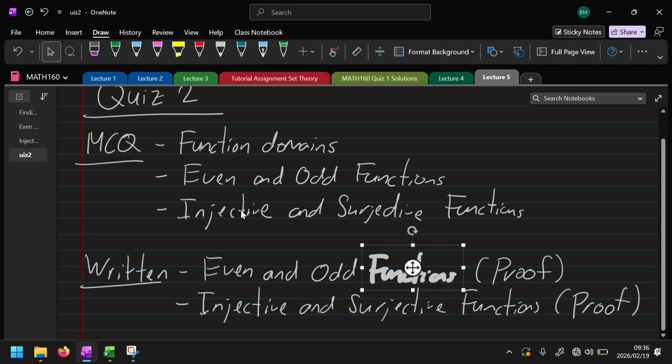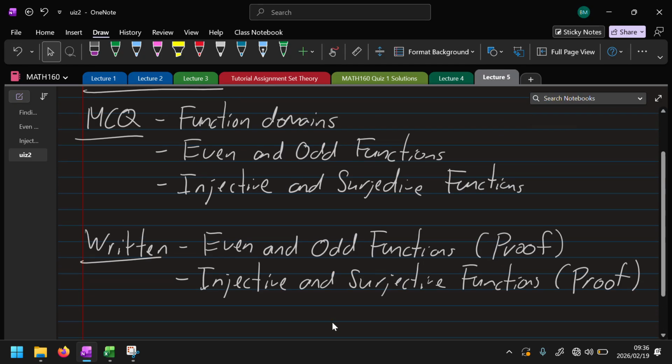And then the written, it will be 2 proofs, 5 marks each. Proof number 1 will be on even and odd functions, something seen or unseen, depending on if you do the homework or not. And then injective and surjective functions, another proof, seen or unseen, depending on if you do the homework or not. Okay, so if you do the tutorial work, you would have seen the answers. If you do not do the tutorial work, then these are unseen proofs. Everyone understand? Big hints as to what's coming up. I hope you understand that.